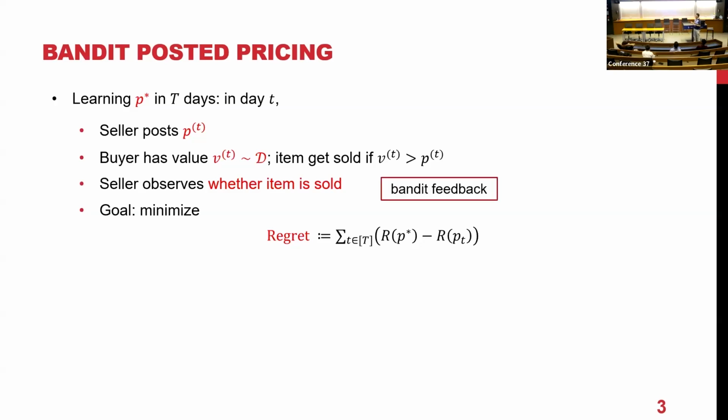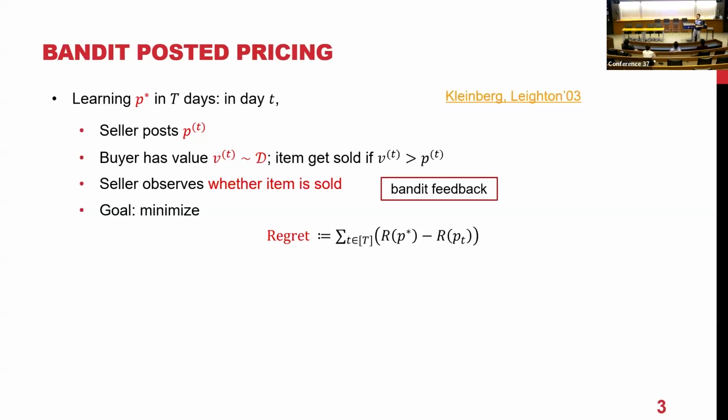Basically, this is also a bandit feedback, because if the item is sold, the seller can observe a reward, which is exactly P. And if the reward is 0, it means that the item is not sold. The goal of the seller is to minimize the regret, which is defined to be the difference between the optimal revenue achieved by the optimal price minus the total revenue from these T-day auctions.